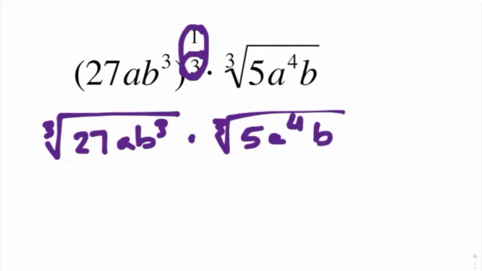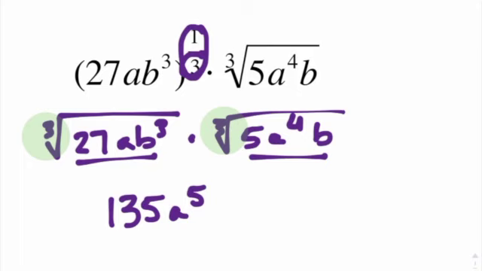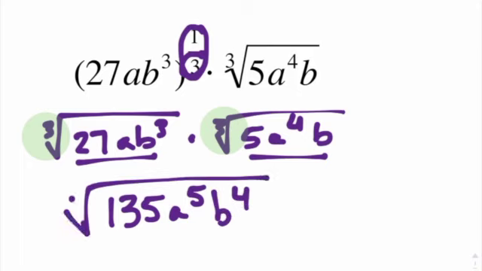So now back to what I was saying. Because both of these have the same index in the root, the same root, I can actually just multiply what's inside the roots together under the same root. So 27 can multiply times 5, and that's 135. And a times a to the fourth is a to the fifth. And b to the third times b is b to the fourth. And I can put that all under the same root to simplify it.